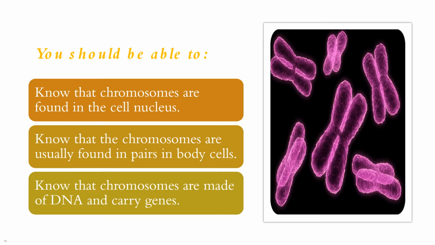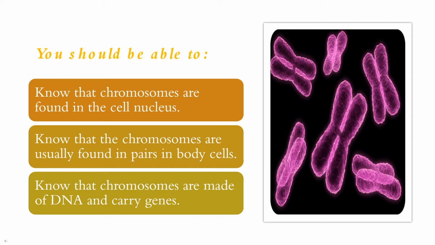Okay, guys, in order to understand everything that I'm going to explain in today's lesson, at the end of the lesson you should be able to know these 3 points. The first one is know that chromosomes are found in the cell nucleus. The second one is know that chromosomes are usually found in pairs in body cells. The last one is know that chromosomes are made of DNA and carry genes. These are the 3 important things that you want to learn.